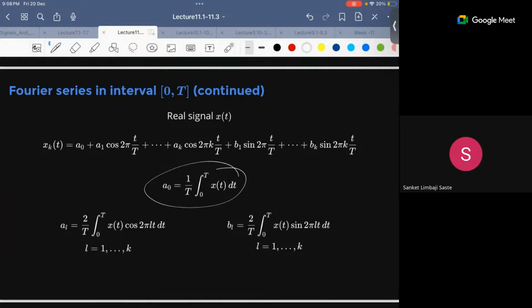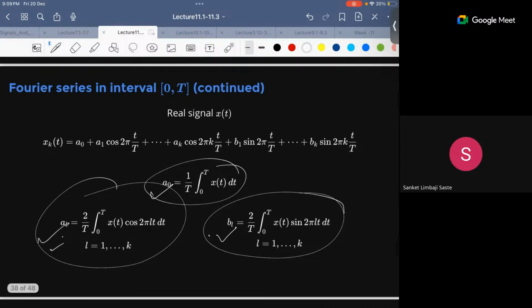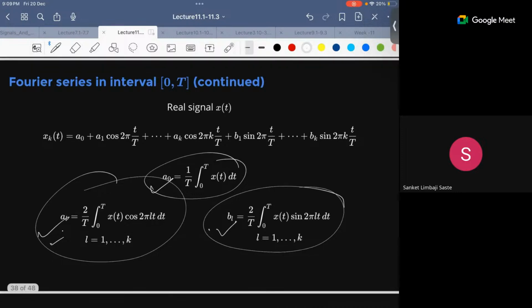So the formulas you should be remembering: the a naught formula, and a_k and b_k. These three formulas you must know. There will be one or two problems from this Fourier series, and you'll be able to solve them. The signal will be pretty simple there. You just have to calculate a naught, b naught, and many a time it becomes zero, because of the odd or even condition that you'll be getting in the exam.